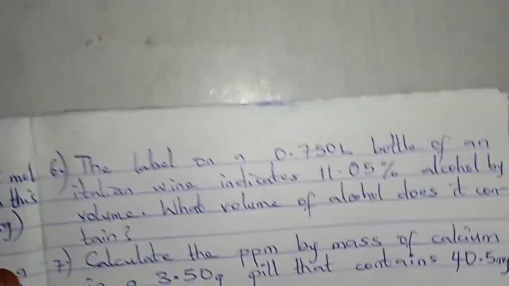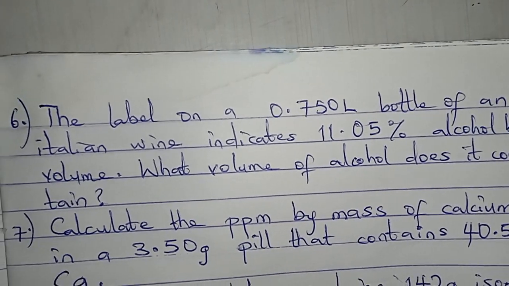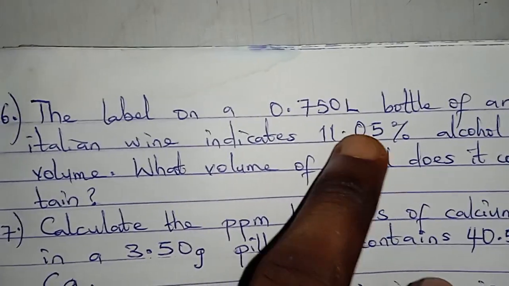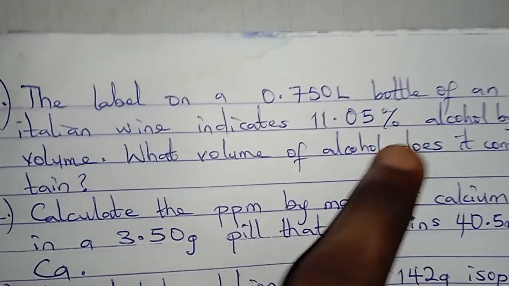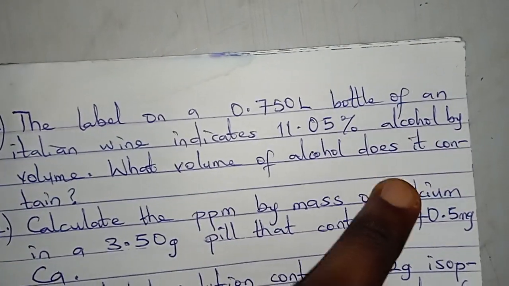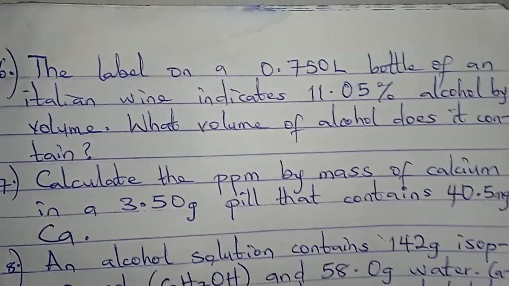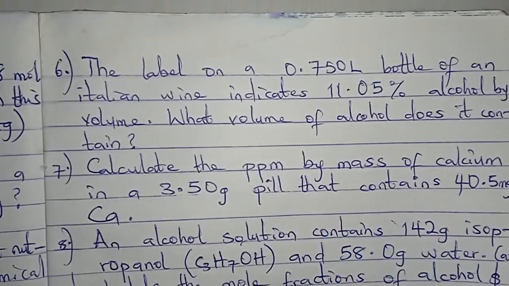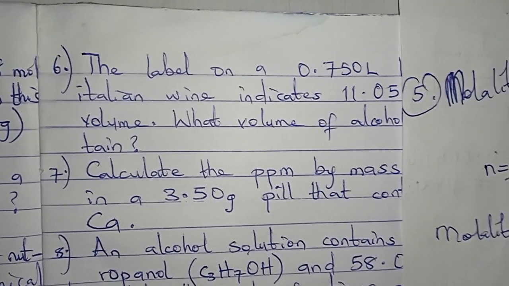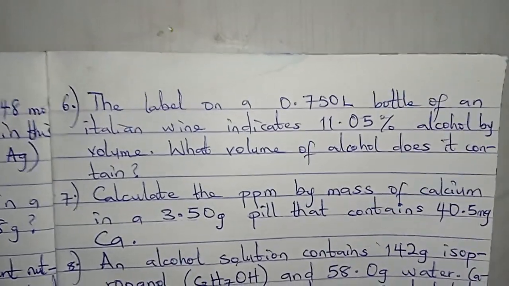Question 6 says the label on a 0.750 liter bottle of an Italian wine indicates 11.05% alcohol by volume. What volume of alcohol does it contain? So first thing first, this is a form of question which we call parts per volume. I told you we have different ways we define concentration. Parts per volume is among them.